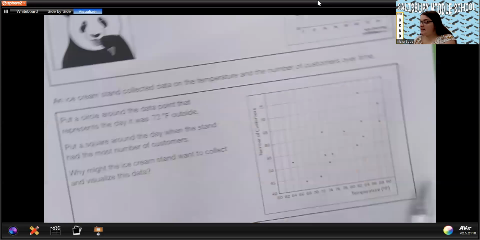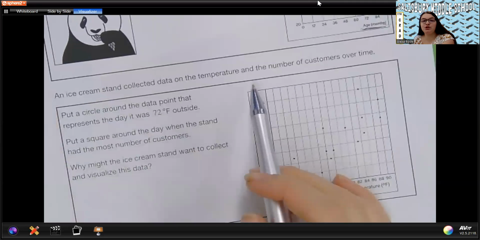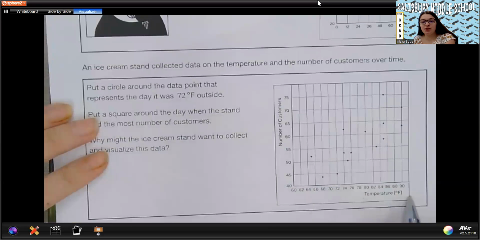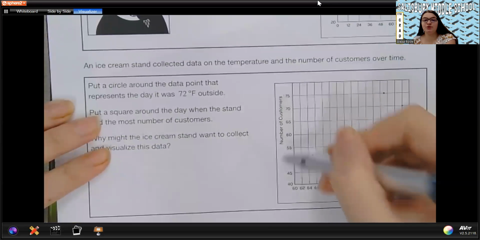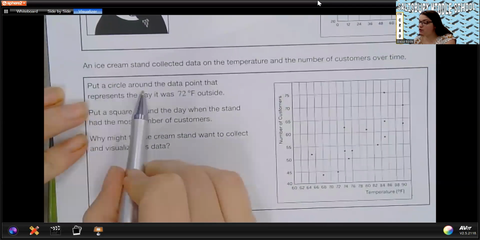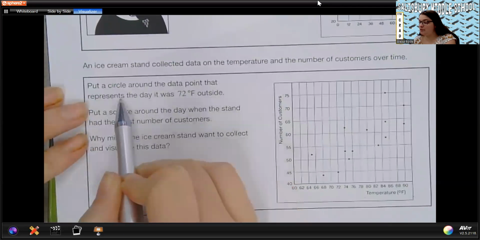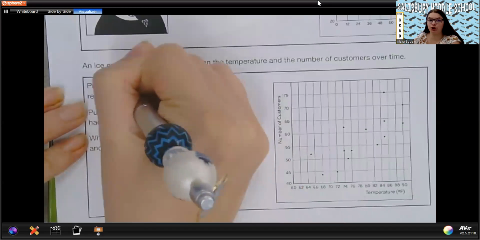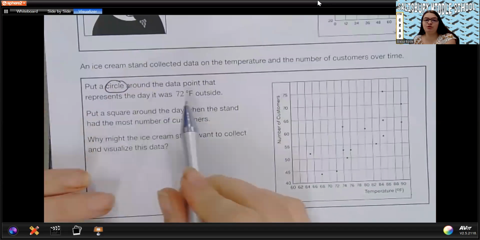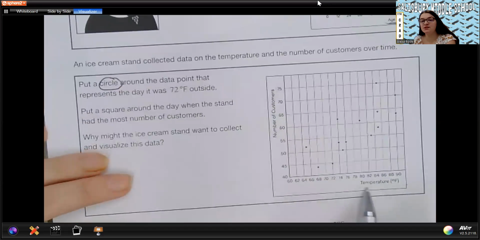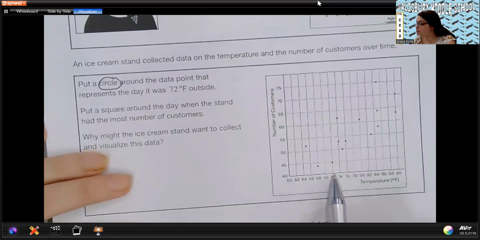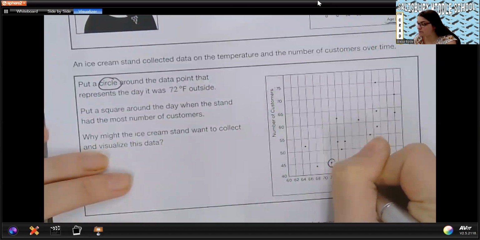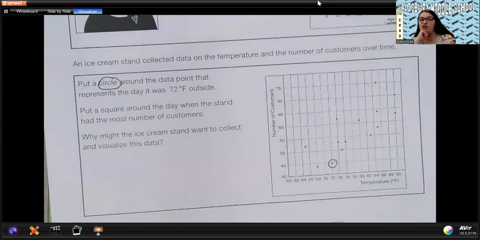Okay, our second one says an ice cream stand collected data on the temperature and the number of customers over time. So notice that the temperature is the X value and the number of customers is the Y value. It says put a circle around the data point that represents the day it was 72 degrees Fahrenheit outside. So it wants us to circle when it was 72 degrees outside. So we want to come down to our temperature and look for the number 72 and circle any point that's on this line for 72, and it's just this one right here. And it's 72 degrees out, I circled that point.